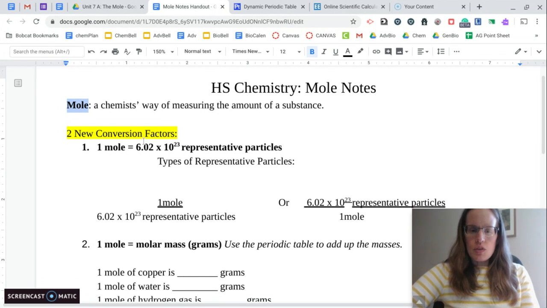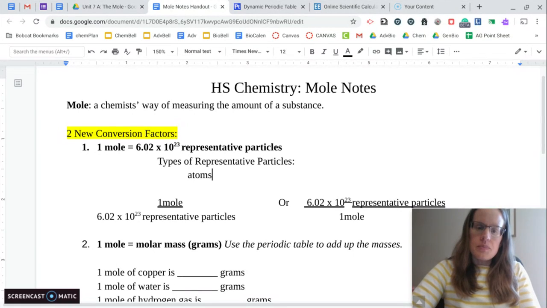And we learned two new conversion factors last time. Remember, the first one is the fact that if you have 1 mole of something, you have 6.02 times 10 to the 23rd representative particles. Hopefully you remember what those particles could be. Remember, they could be atoms, or they could be molecules, or they could be ions.